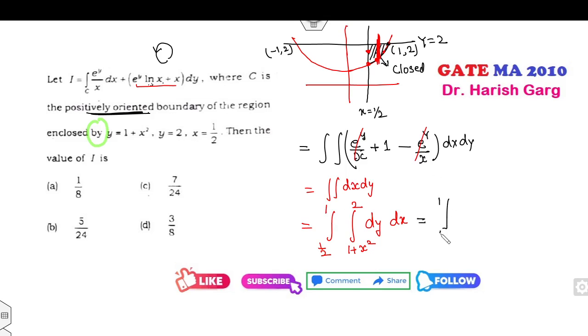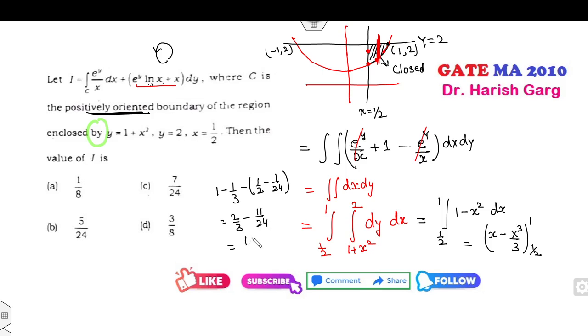Now can you integrate them? So it's y, so that will be y, 1 minus x square. Now you can integrate them. It is x cube by 3 from half to 1. So the answer is 1 minus 1 over 3 minus 1 over 2, 1 over 24. So 2 over 3, it is 11 over 24. So 16 minus 11 over 24. B is my right answer of this problem. You have to draw positive oriented, that means it's an anti-clockwise direction.